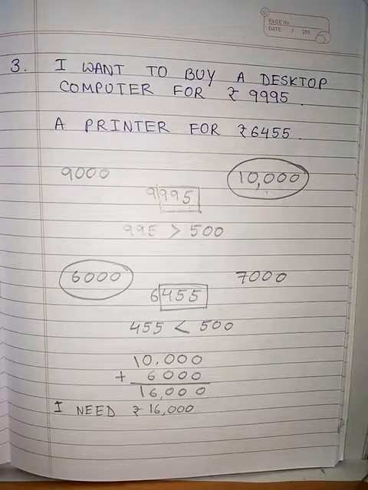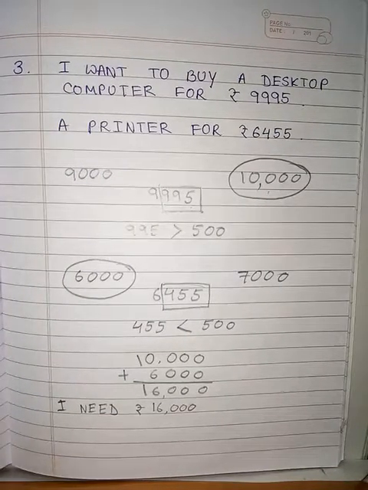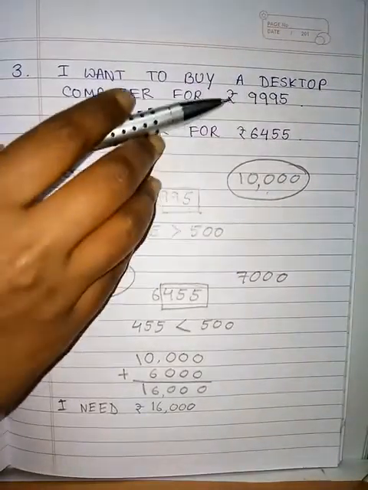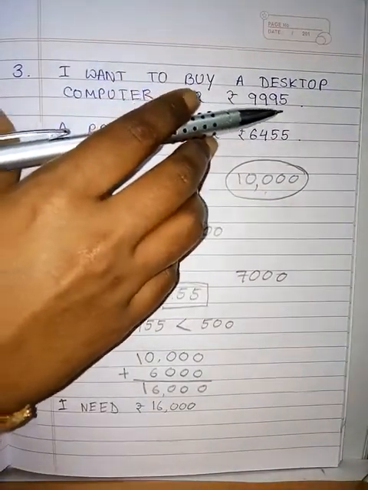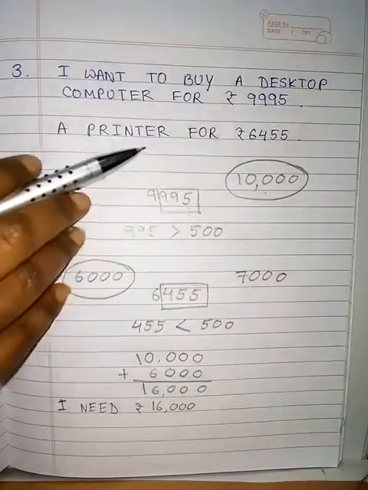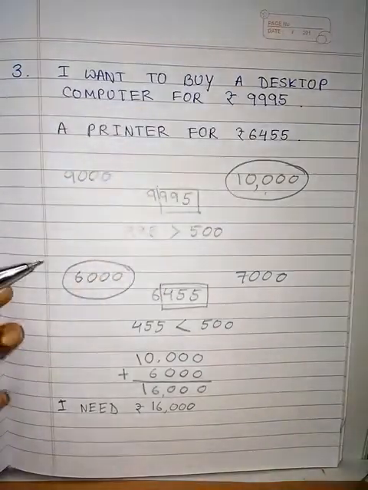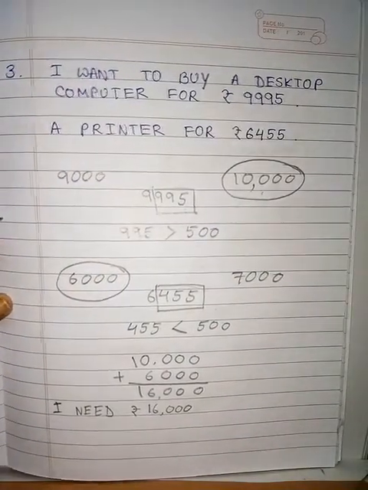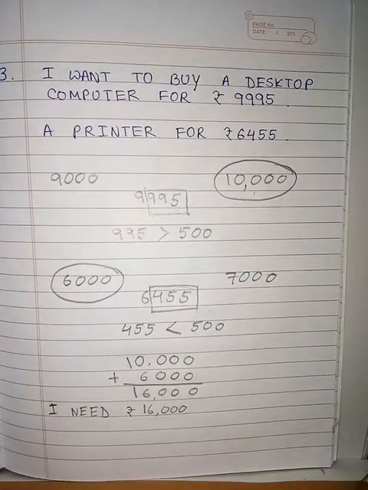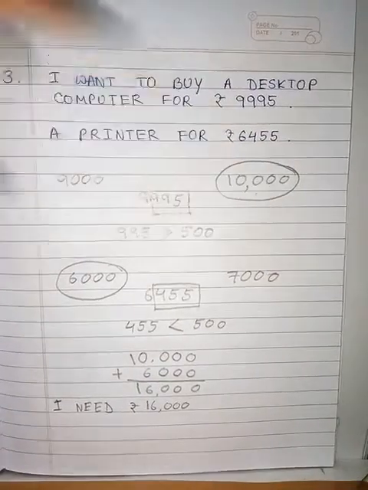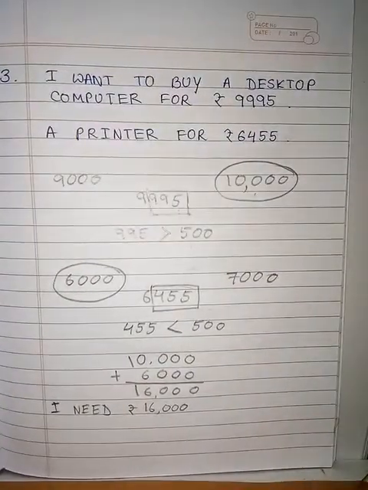Next, we will start sum number 3. This is a story sum. I want to buy a desktop computer for ₹9,995 and a printer for ₹6,455. Estimate the amount of money I need. Here the estimate is mentioned. If the question is find how much money I need, then just you add these two numbers and you will get the answer. The question will be how much money I need.